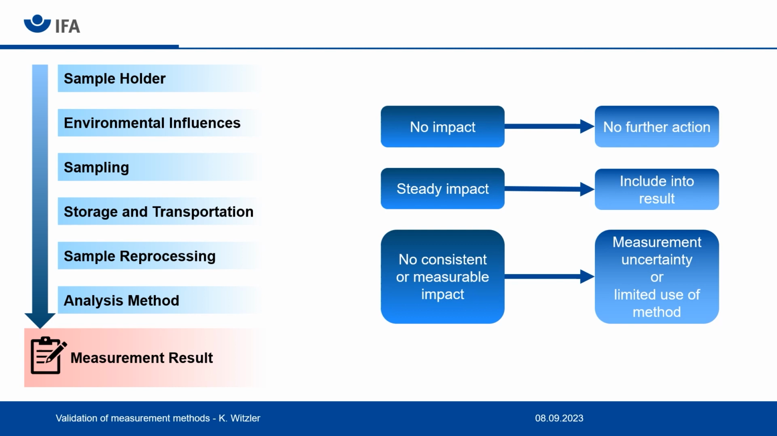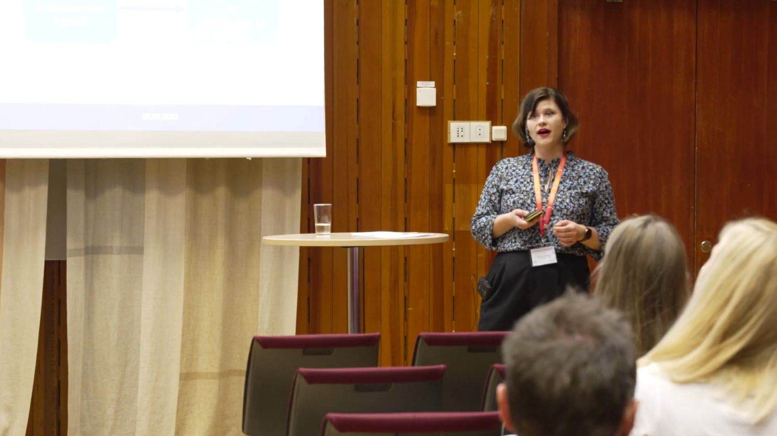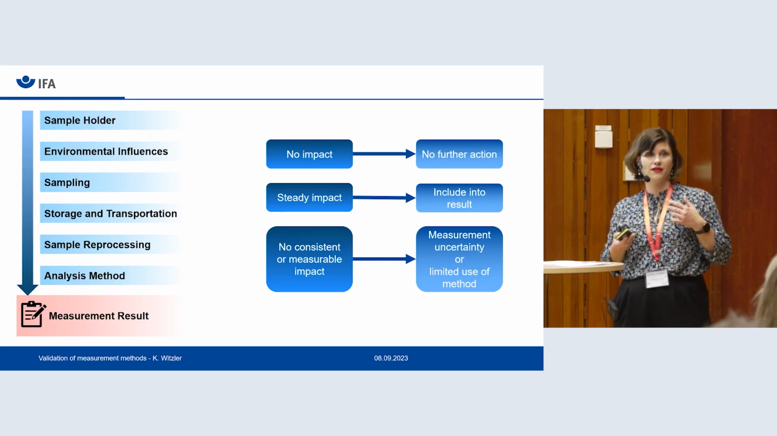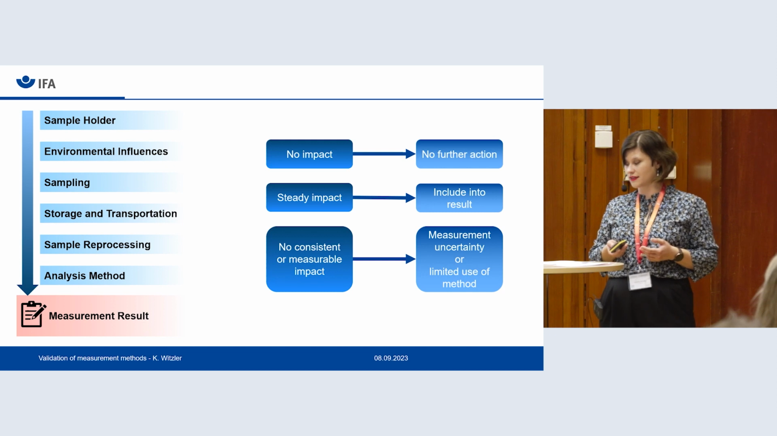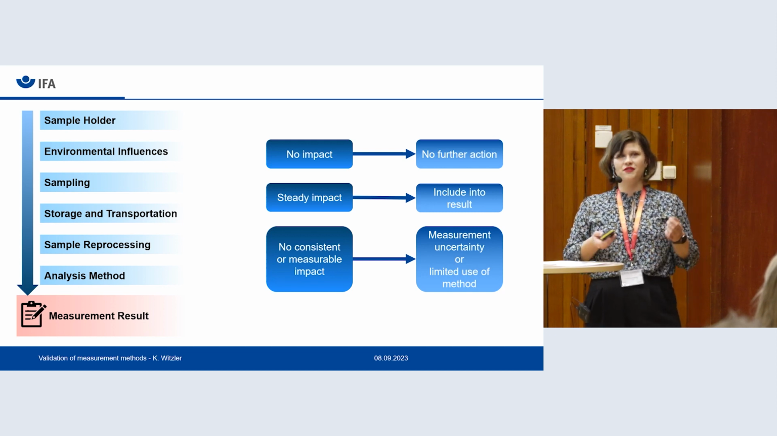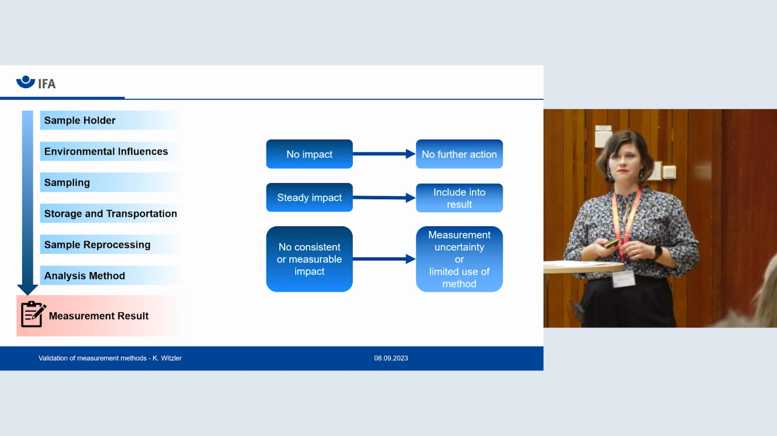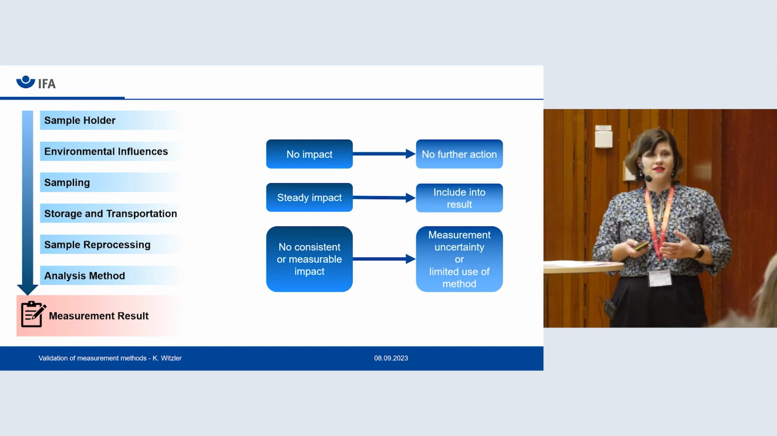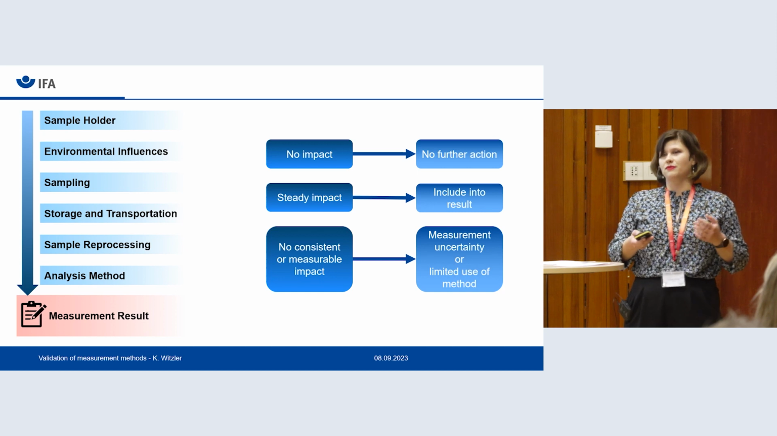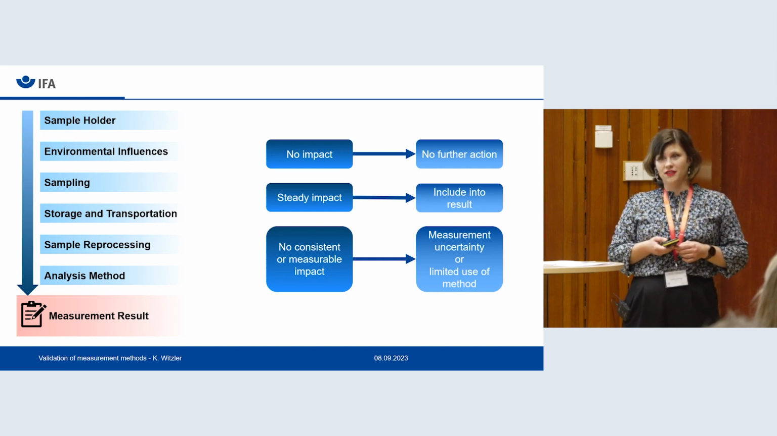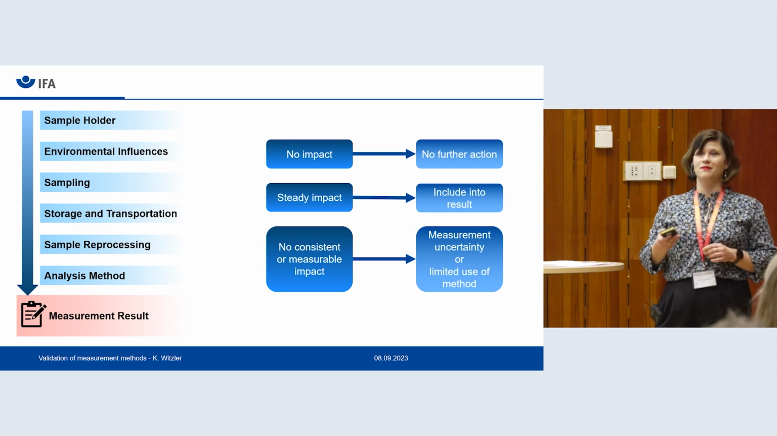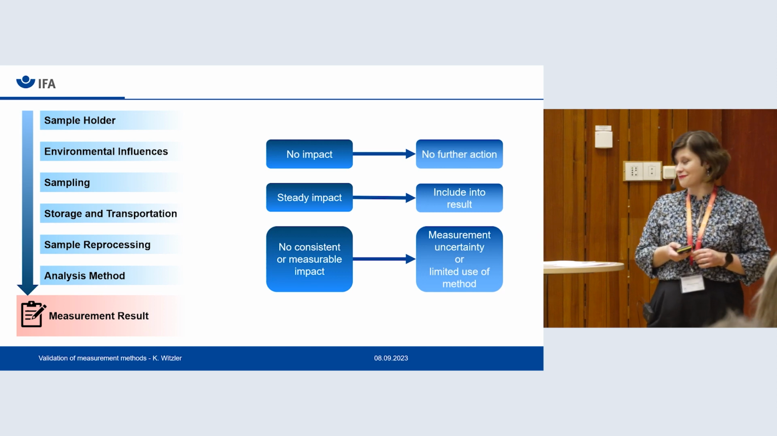We might also find that they have a steady impact, or a calculatable, quantifiable impact, which is also quite good because then it can be taken into account for the measurement result. But sometimes there's no consistent or quantifiable impact, or there's no reason to measure this kind of impact. And then this will be part of the measurement uncertainty, or in the worst case scenario, will even lead to the limit of the usage of a set method.